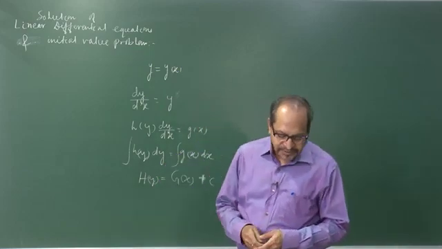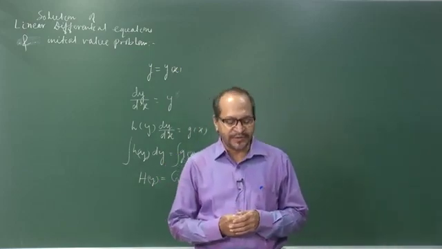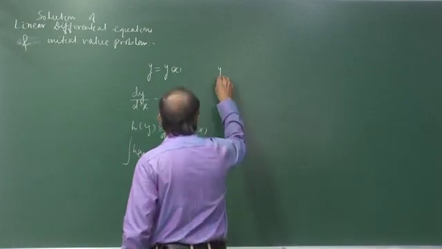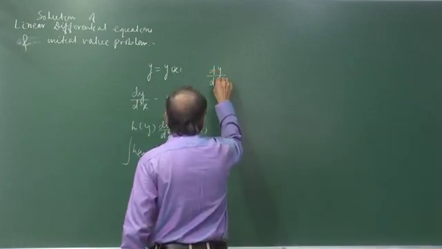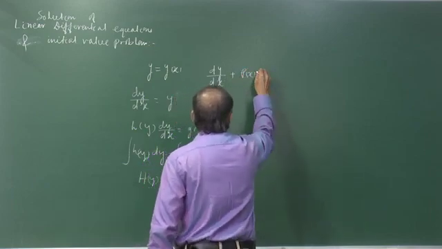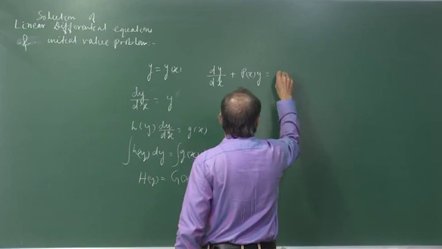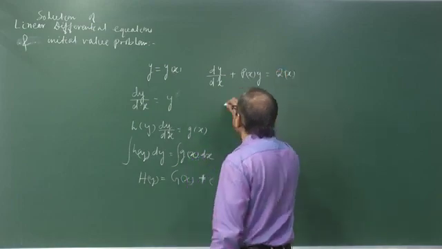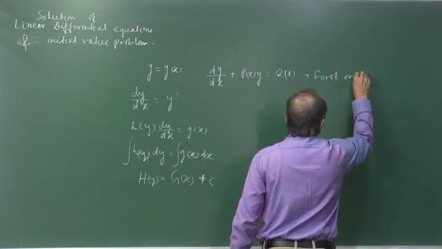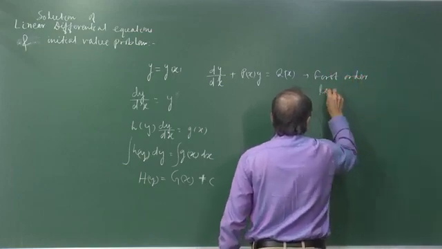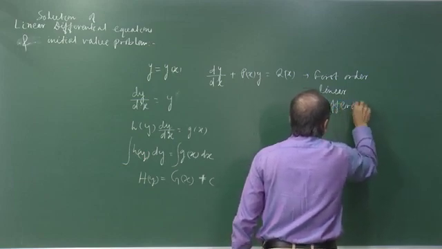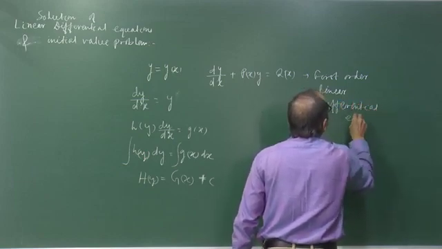For example, the very general form of a first order linear differential equation is dy by dx plus p of x times y is equal to q of x, where p is a function of x. This is an example of a first order linear differential equation.